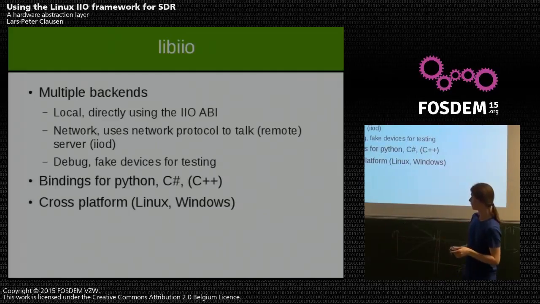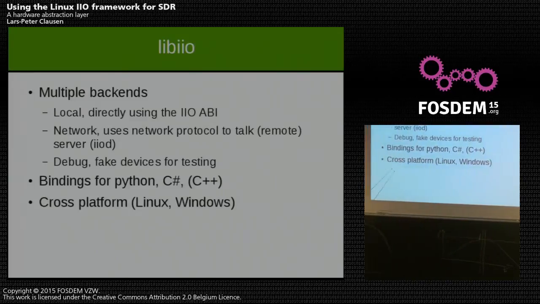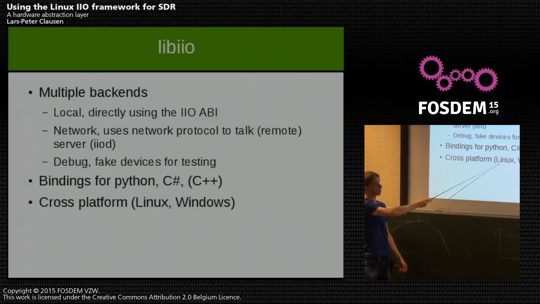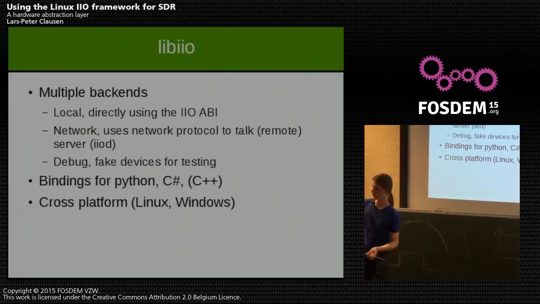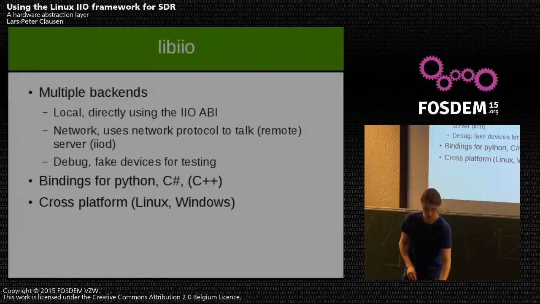We do have Pythons. We have bindings for different programming languages like Python, C#, and C++ works also because the library itself is written in C. And the library is cross-platform. Of course, the local backend only works on Linux, but for example, the network backend works on Windows and Linux, and also on other POSIX-compliant operating systems. So the network backend is, hopefully, written POSIX-compliant. So it should work on the BSDs or on Apple OS. It's called macOS.